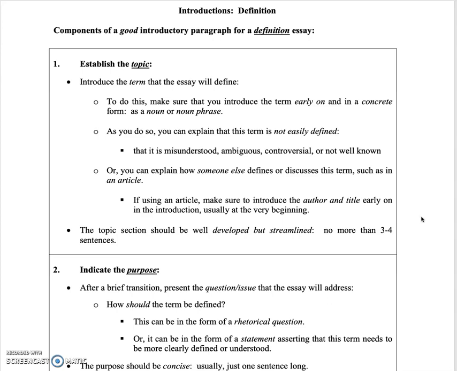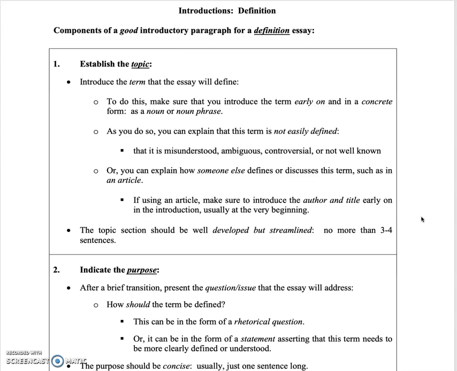So to establish the topic, first of all, you need to make sure that you're introducing the term that you're defining early on. It should be somewhere in the opening sentence, often near the beginning of it, and it needs to be in a concrete form as a noun or a noun phrase, so it's a thing. People get the idea that this is the thing that the spotlight is on in this essay. This is what we're defining.